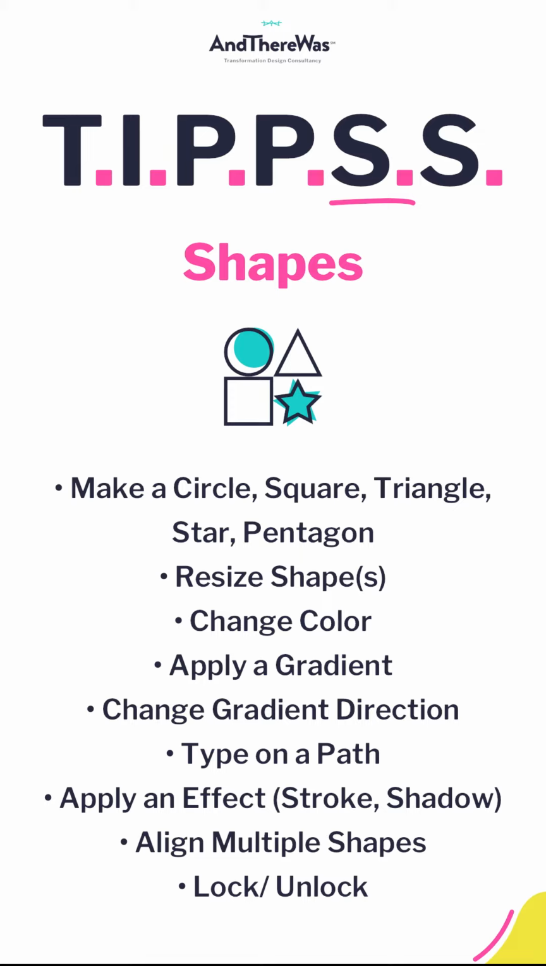Even try to take a couple shapes. Take the star, maybe the square and a triangle, and make sure you can try to align multiple shapes. Maybe you align them vertically or align them horizontally. And then just like the image, be sure you can also lock and unlock the position of the shape. This comes in handy and is really helpful.